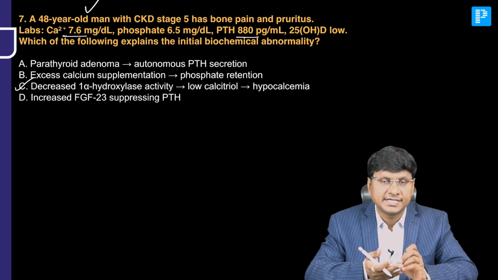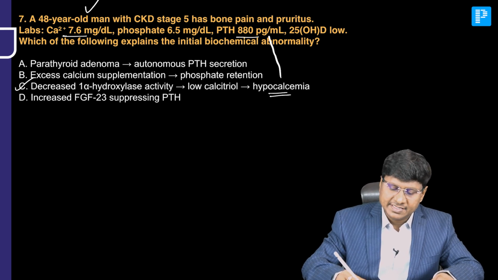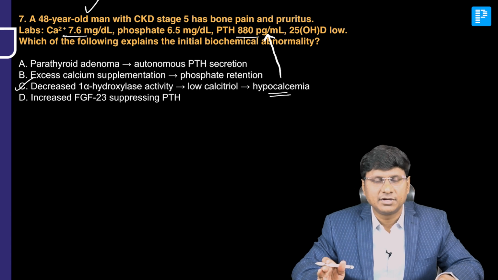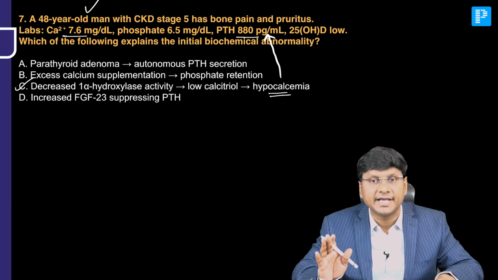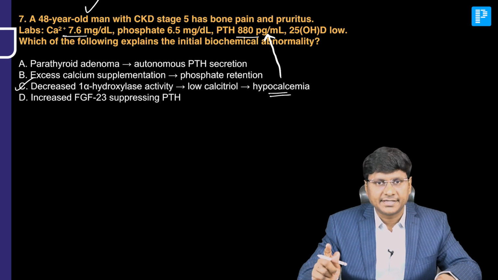So 1-alpha hydroxylase levels are reduced, and thereby there is decrease in calcitriol, and that is the one which is causing hypocalcemia. And hypocalcemia is the one which will increase the parathormone levels, and that is called secondary hyperparathyroidism.